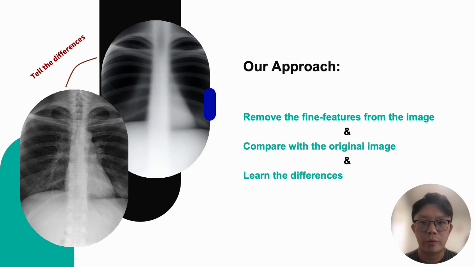And our solution is quite intuitive. We first remove the fine details on the image, and then we let our model compare it against the original image to tell the difference in between. We can therefore force our model to focus on the missing details.